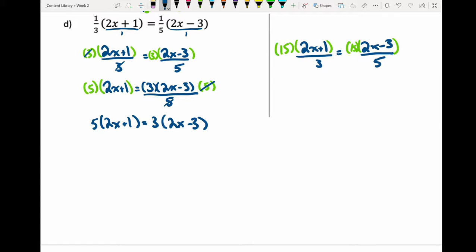Now I can help cancel out because 15 divided by 3 is 5. So that helps me cancel out the multiplying and the fraction. So 5 is left times 2x plus 1. And then 15 divided by 5 is 3. And then 2x minus 3. That divided by 5 is gone.